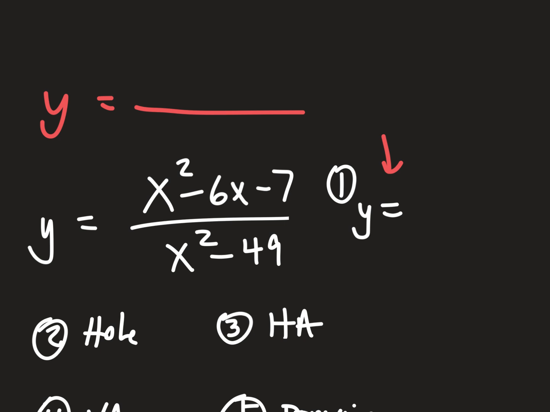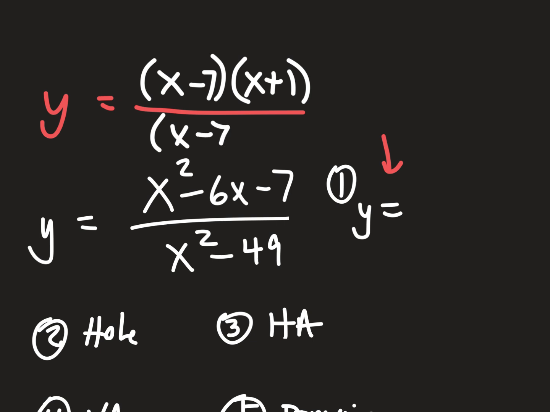This is Adra, it's you. Can you tell me what the top and the bottom factor to? The top factors to x minus 7 and x plus 1. And the bottom? The bottom factors to x plus 7 and x minus 7. Yep. And then this cancels. And then why is it so important that you write what's left?